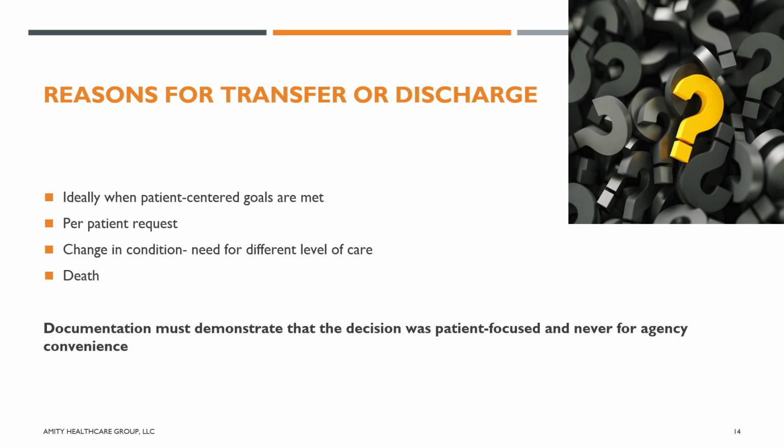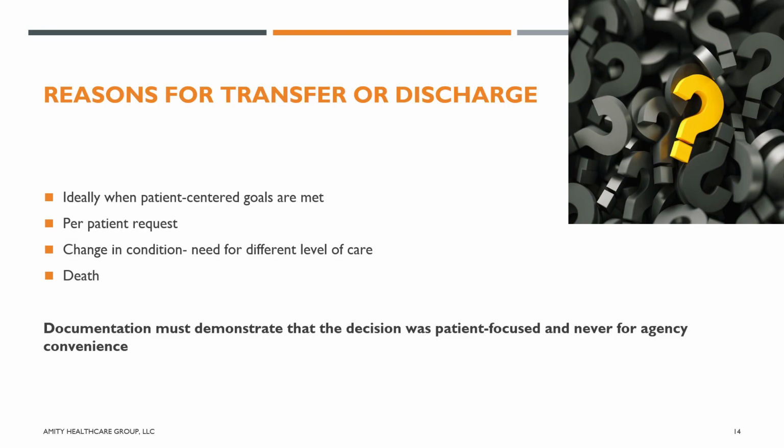Let's say there's a change in condition. That hospital transfer was a good example. Skilled nursing, they need a different level of care. Home health is no longer appropriate. Then that could result in a transfer and discharge. Death is usually not an anticipated outcome in home health, but it does happen.